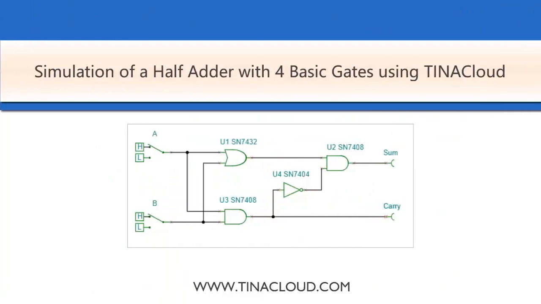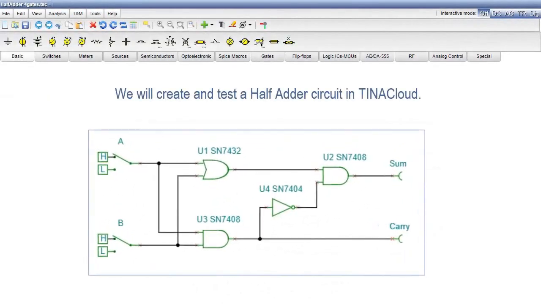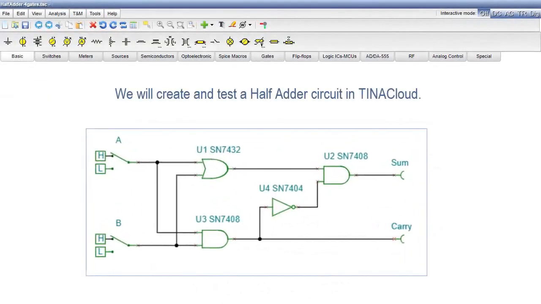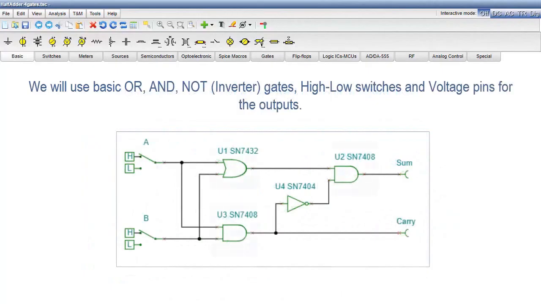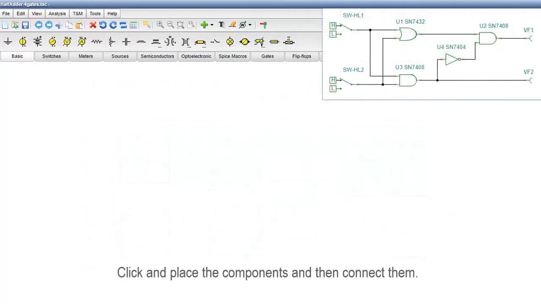Simulation of a half adder with 4 basic gates using TINACloud. We will create and test a half adder circuit in TINACloud. We will use basic OR and NOT inverter gates, high-low switches, and voltage pins for the outputs. Click and place the components, and then connect them.